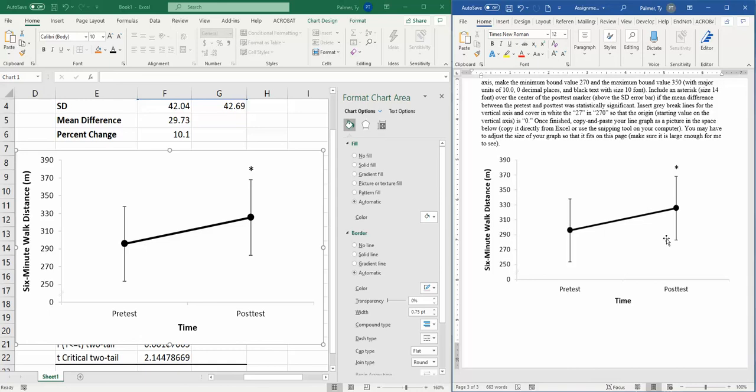Now, let's pretend for a second that we found no significant difference between the pre-test and post-test. What does that mean? That means the exercise program was not effective at improving performance, at improving 6-minute walk distance. What if our results showed that? Does that mean our study was worthless? No, absolutely not. Just because a study doesn't find a statistically significant difference between the pre-test and post-test doesn't mean the study was worthless.